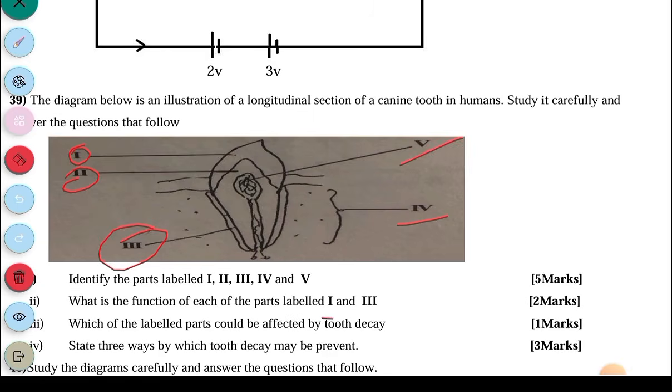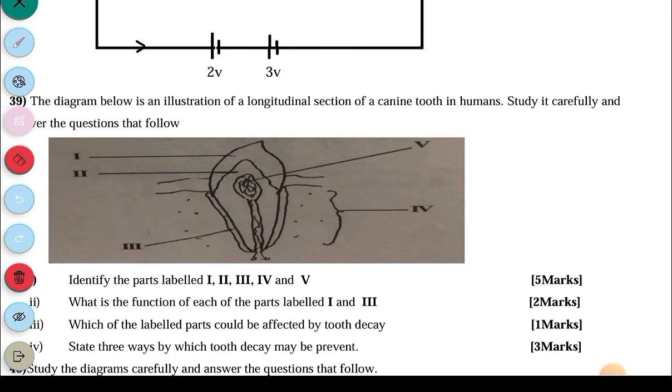Then what's the function of I and then III? So I is a protective barrier against damage of the tooth, and then also it gives the tooth color. Then the cementum anchors the tooth. Then the next question says which part of the tooth could be affected by tooth decay. So the part that could be affected by tooth decay is I, which is the enamel.